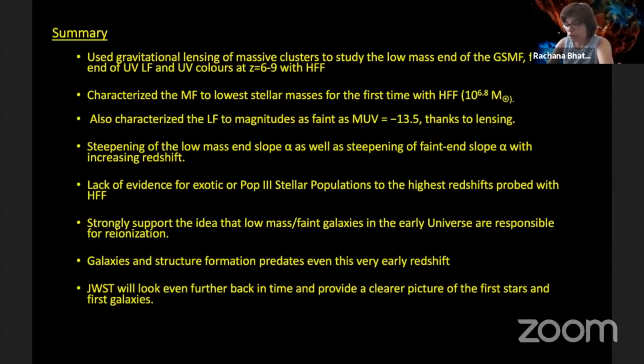But in the same cosmic time interval, we have found a lack of evidence of exotic or Pop III stellar populations. And so these results do support the idea that faint, low-mass galaxies in the early universe could have been responsible for reionization. They also clearly show the potential science that can be done with JWST, which will provide a clear picture of whether there exists any turnover in the luminosity function and mass function, and also on the presence of Pop III stars.